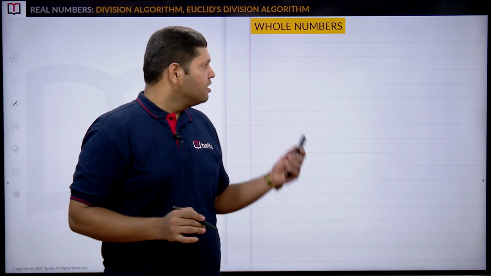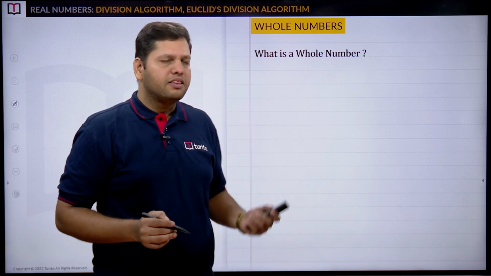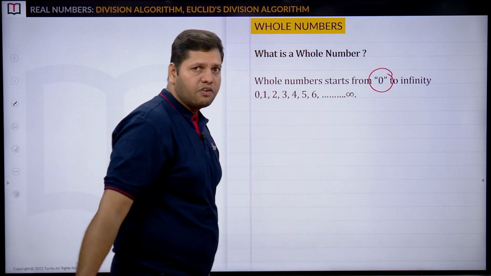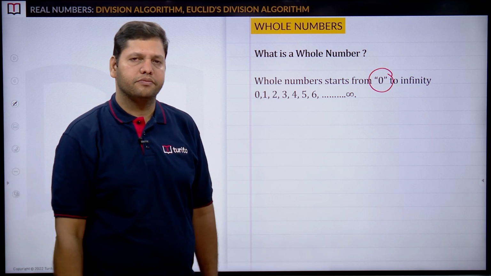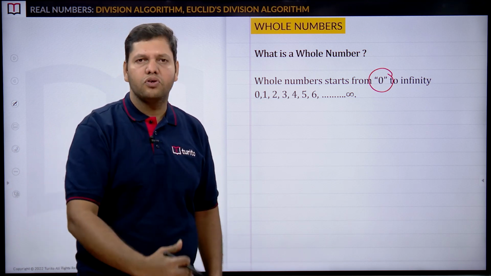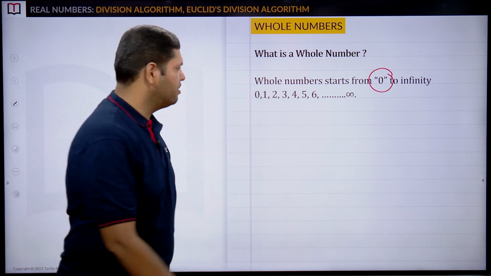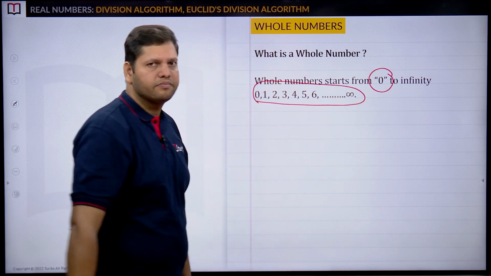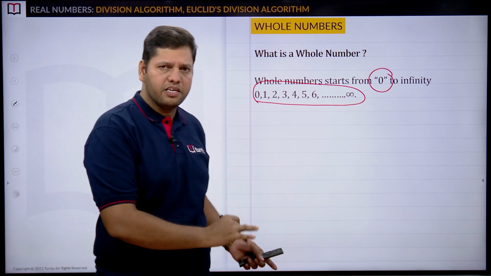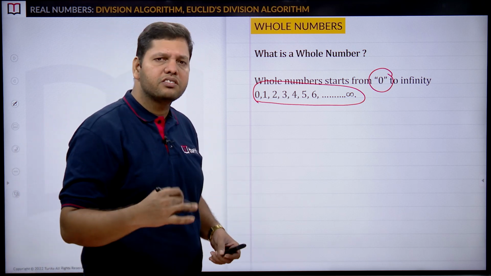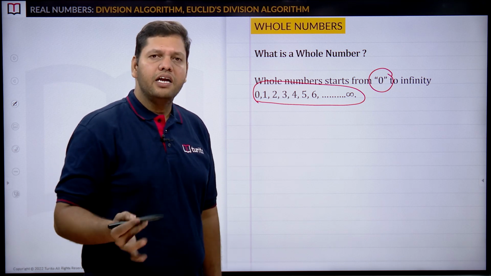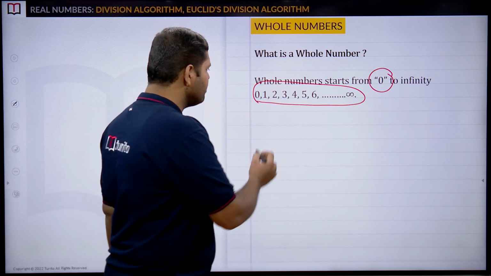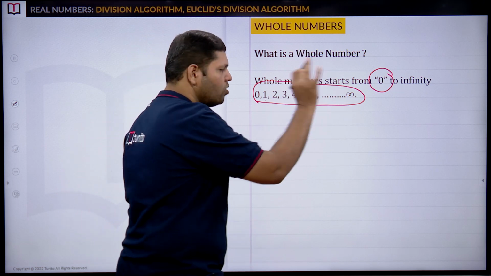Okay, simple, children. Whole numbers are what? These numbers start from 0. When the numbers start from 0, we call them a whole number, like 0, 1, 2, 3, 4, 5 and so on infinitely. That means the starting number is 0. Again, we cannot say what the last number is. The ending number is impossible to say. So these numbers start from 0, 1, 2, 3, and so on to infinity.